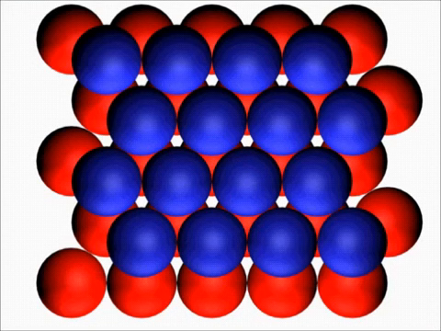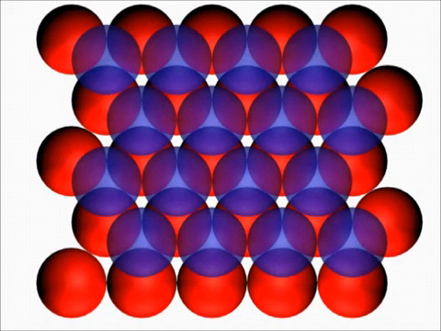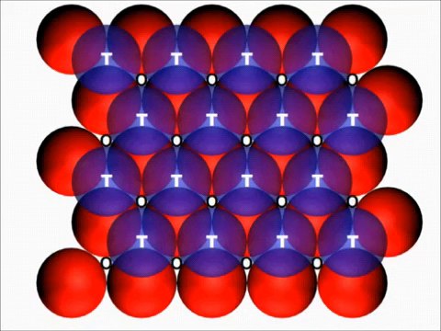In order to overcome this problem, we will make the second layer transparent. Now we can clearly see the two different types of voids created by these two layers. These are called tetrahedral voids, marked by the letter T, and these are called octahedral voids, marked by the letter O.